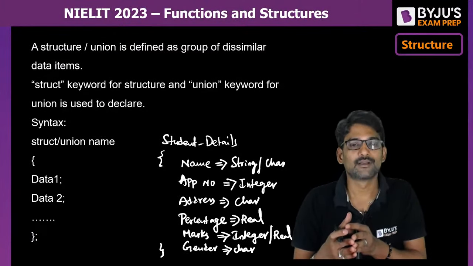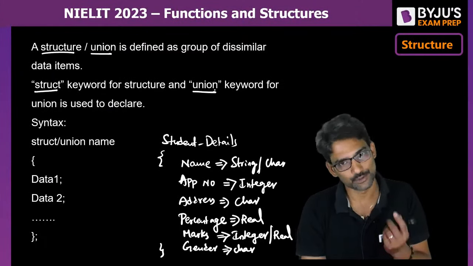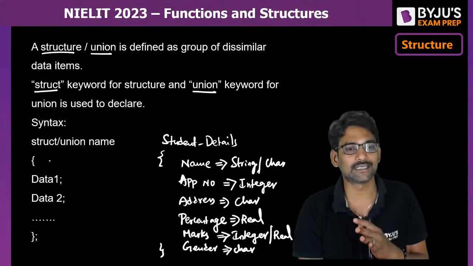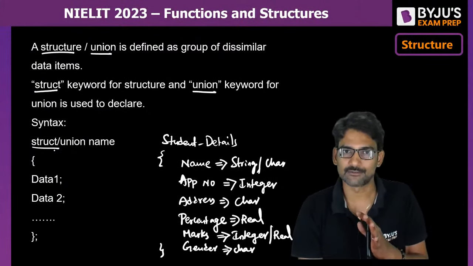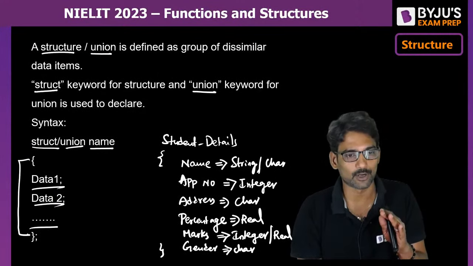Structure or union. And what is the keyword we use for structure? Struct. For union, union only. And how do we create that? You use struct for structure or union for union, the name of the structure, and all that you want to group you mention in the block.